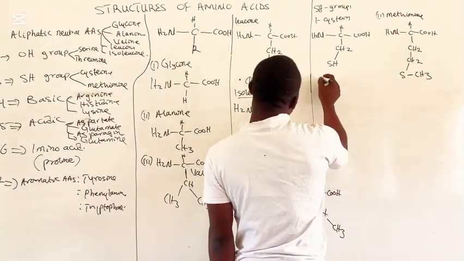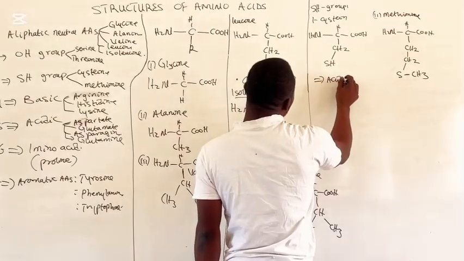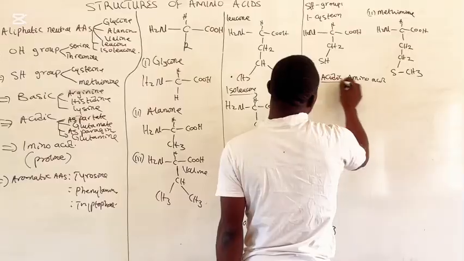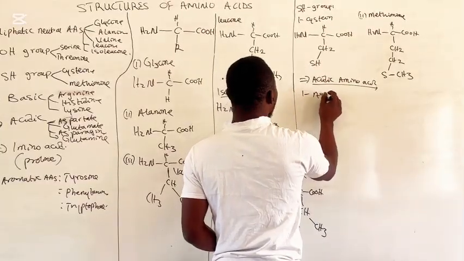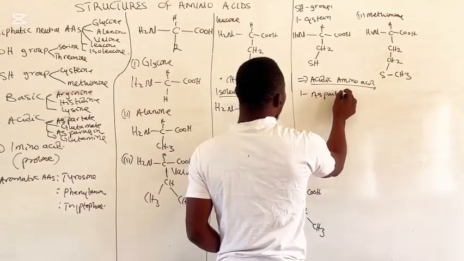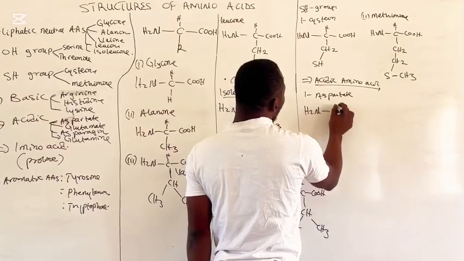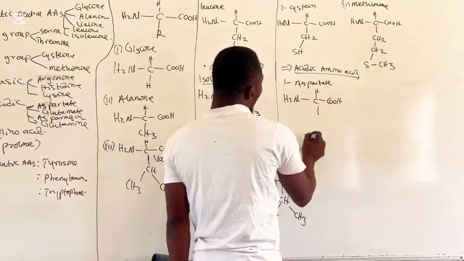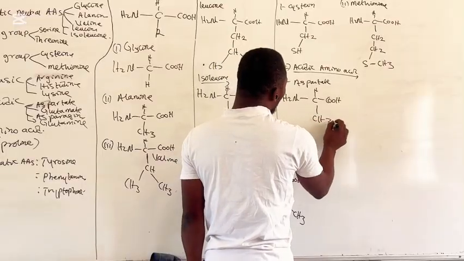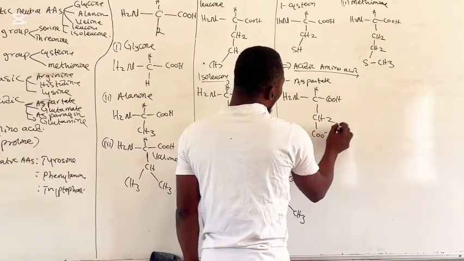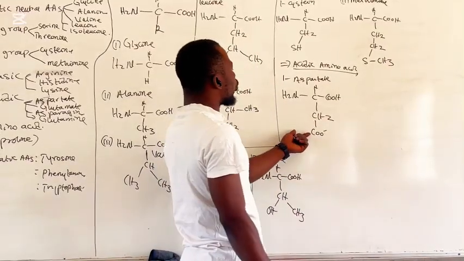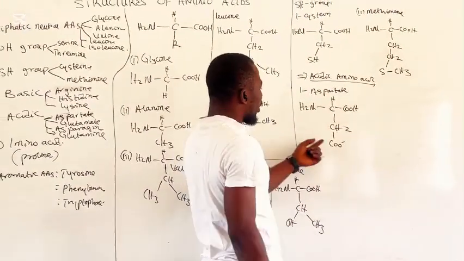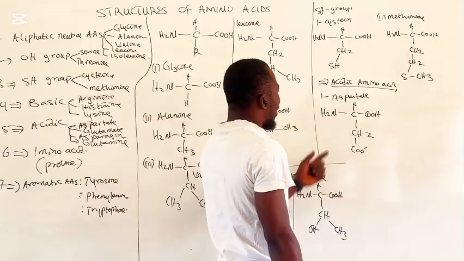The next group are the acidic amino acids. The first one is aspartate. You'll be having CH2 then with carboxylic functional group. So this is the structure of aspartate. That's the reason why it is called acidic amino acid.